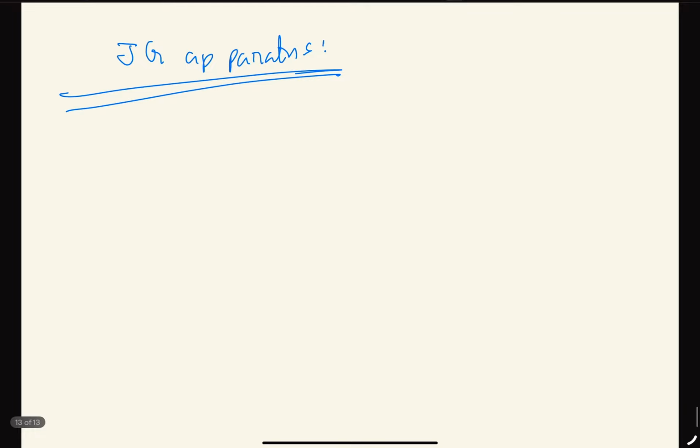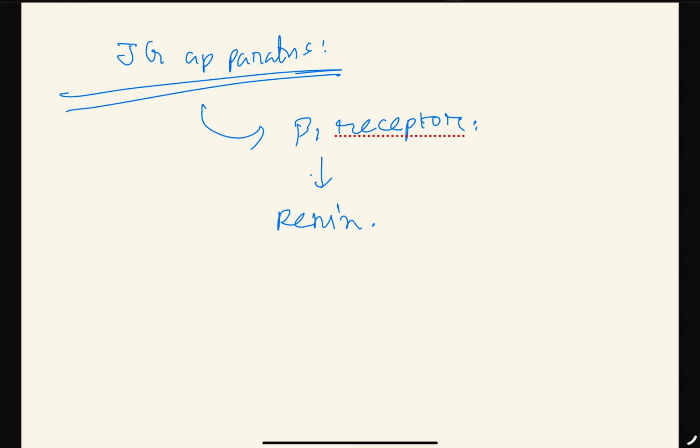And the juxtaglomerular apparatus. Okay, what about it? It has the beta 1 receptor and it releases renin.